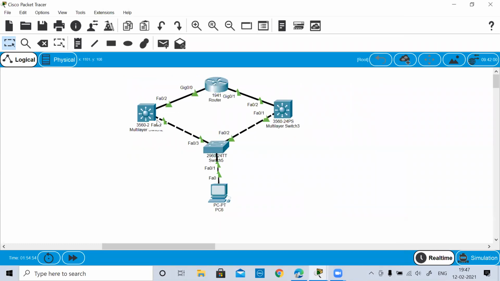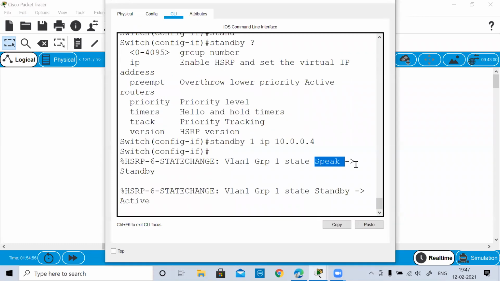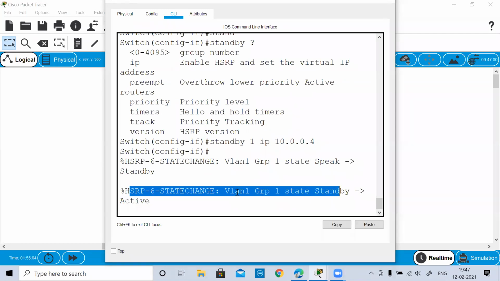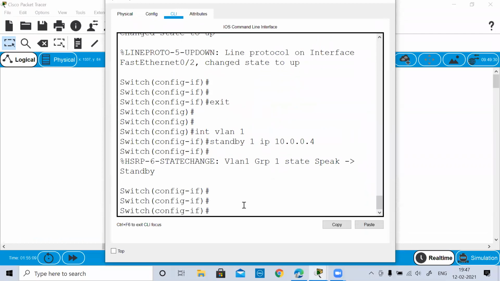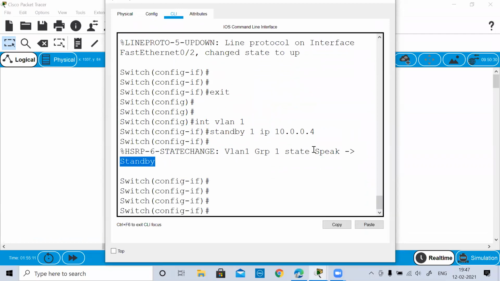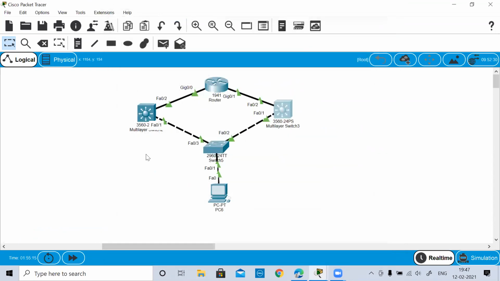Okay. Now in a while you will see that the state has changed. You will see that this becomes the active one. HSRP state changes to active, and this will change to standby. Okay, you see the mode has changed to standby. That means actively this is going to participate.